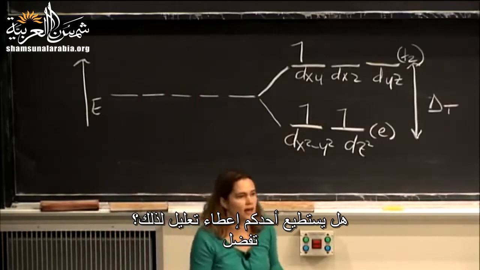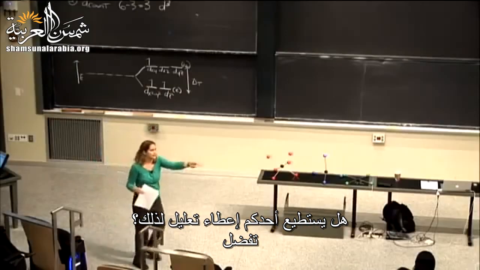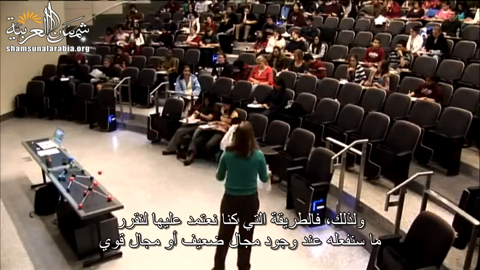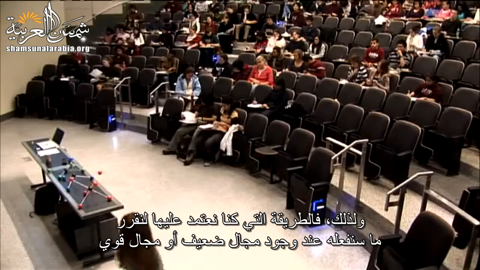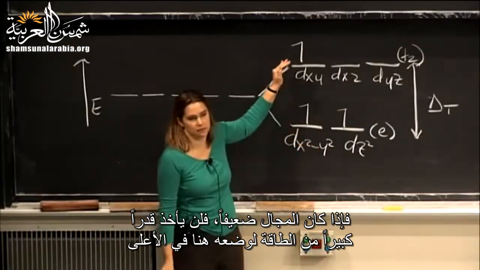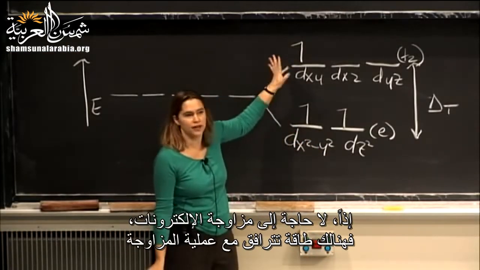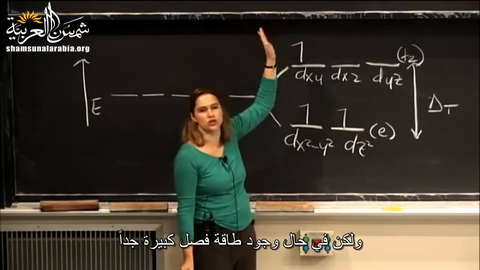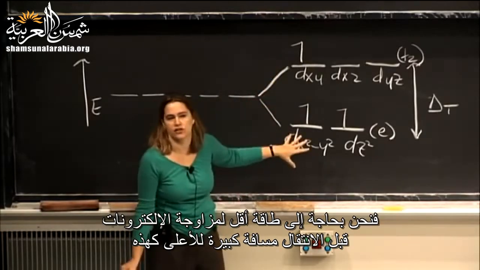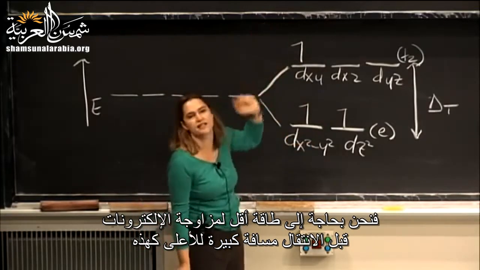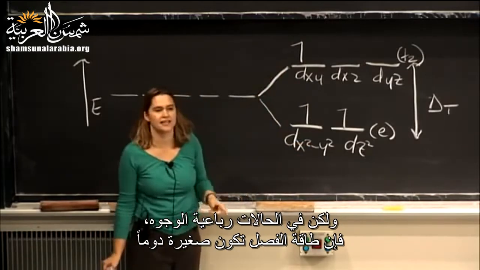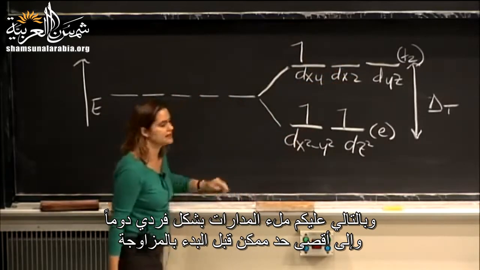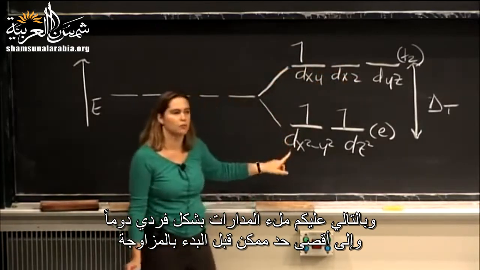Does someone want to tell me why they think that's true? Right, because it has a smaller splitting energy. So the way that we were deciding before with the weak field and the strong field, if it's a weak field, it doesn't take much energy to put it up there. So they don't want to be paired. There's energy associated with pairing. But if there's a really huge splitting energy, then it takes less energy to pair them up before you go that big distance up there. But in tetrahedral cases, the splitting energy is always small. So you're just going to always fill them up singly to the fullest extent possible before you pair.